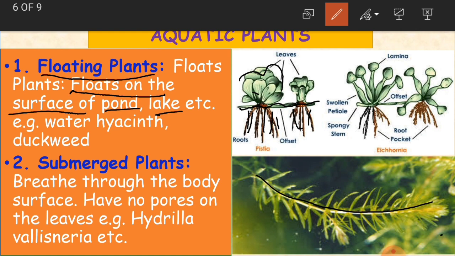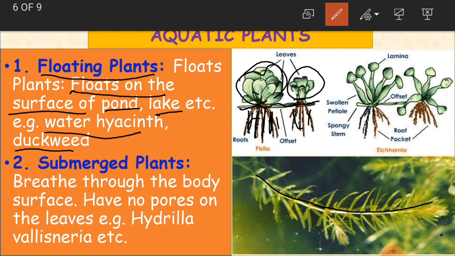If you see here in the picture, you can see the roots inside the water and the leaves above the water, and these leaves float on the water. Even the flowers float on the water. Such plants are called floating plants. For example, water hyacinth and duckweed, okay children.